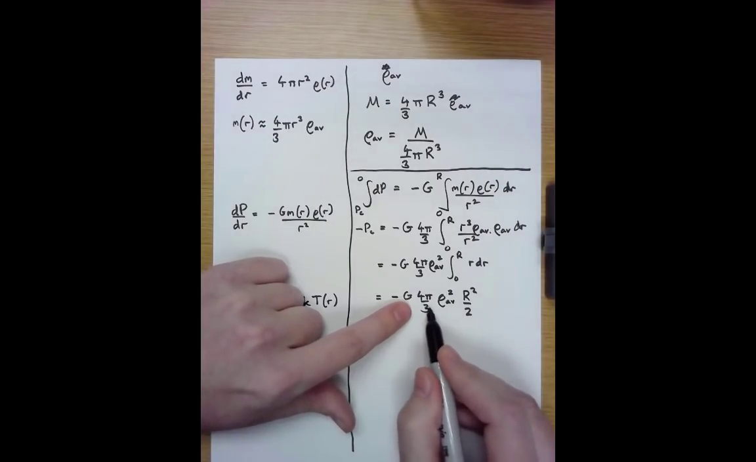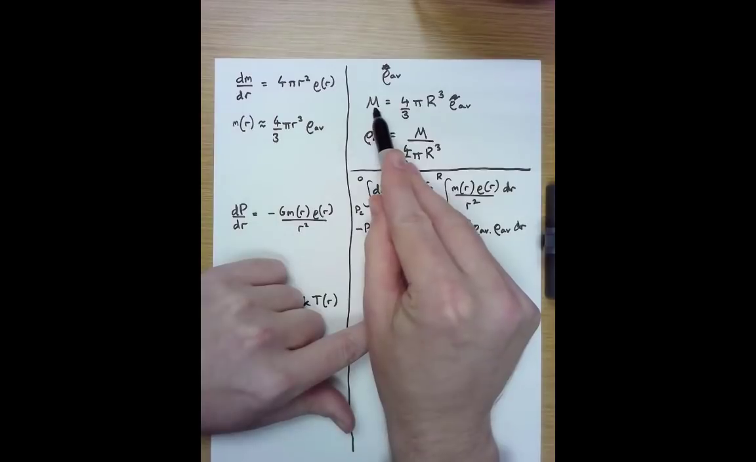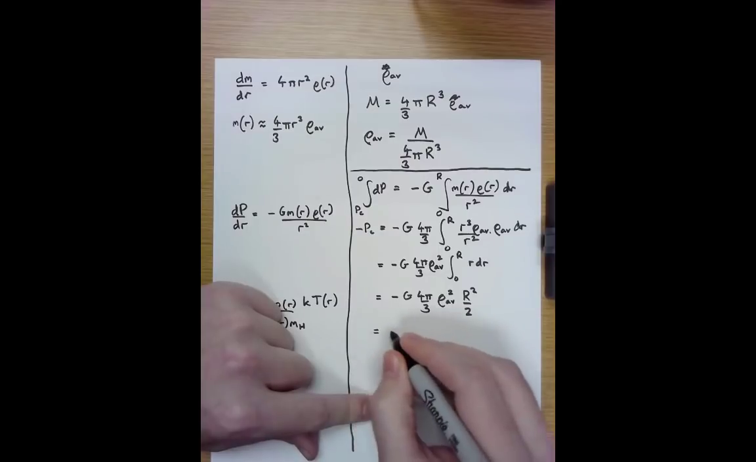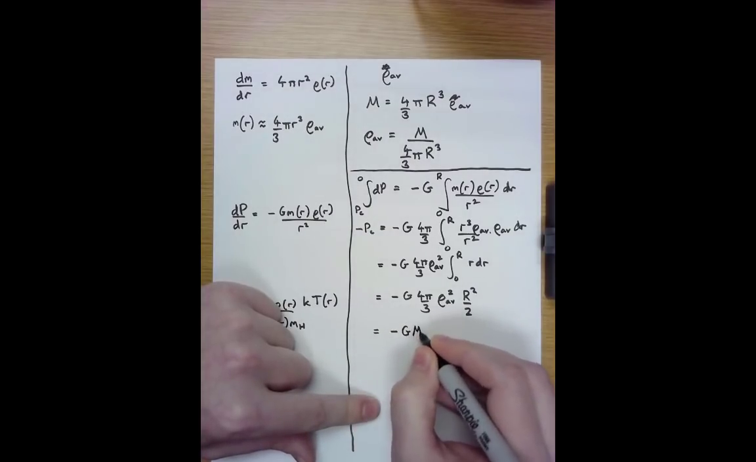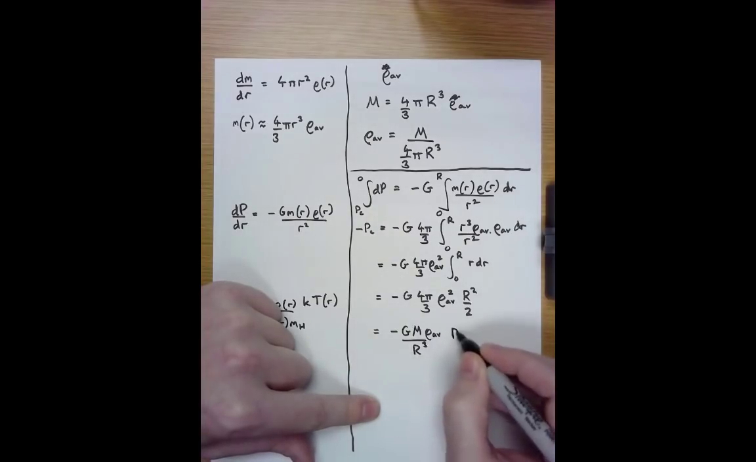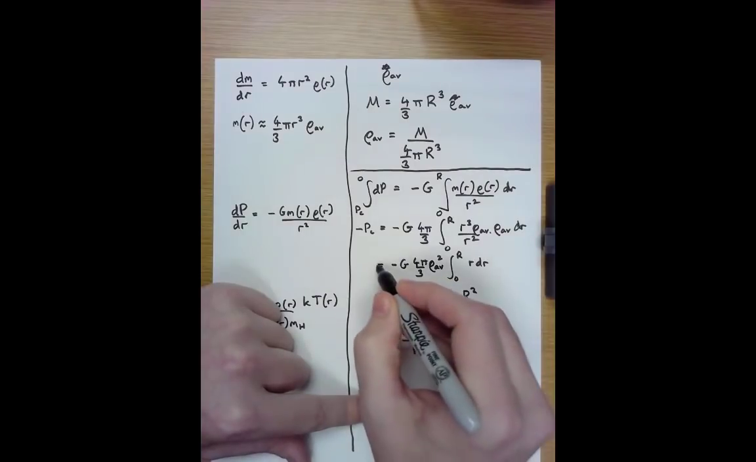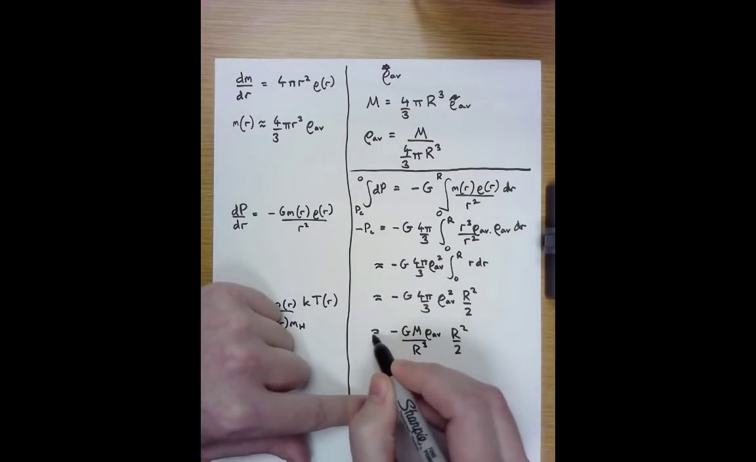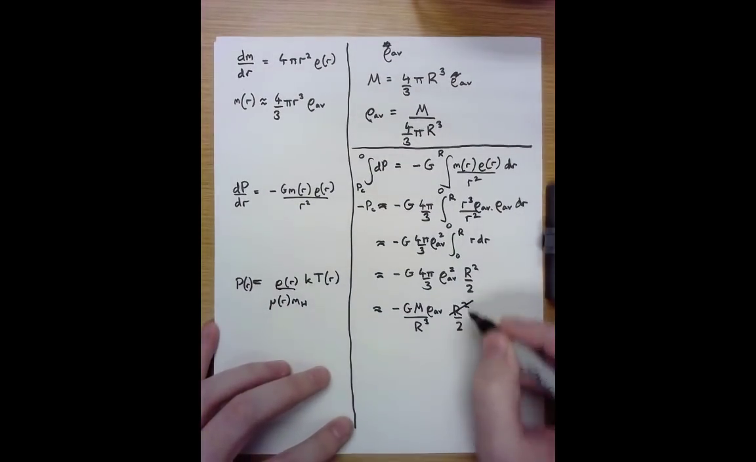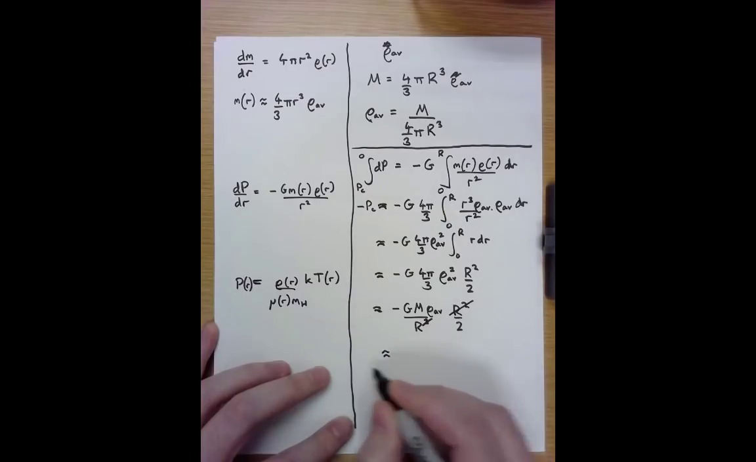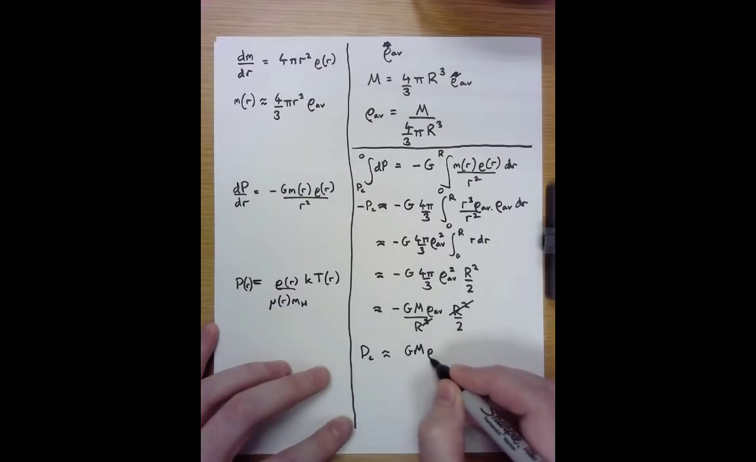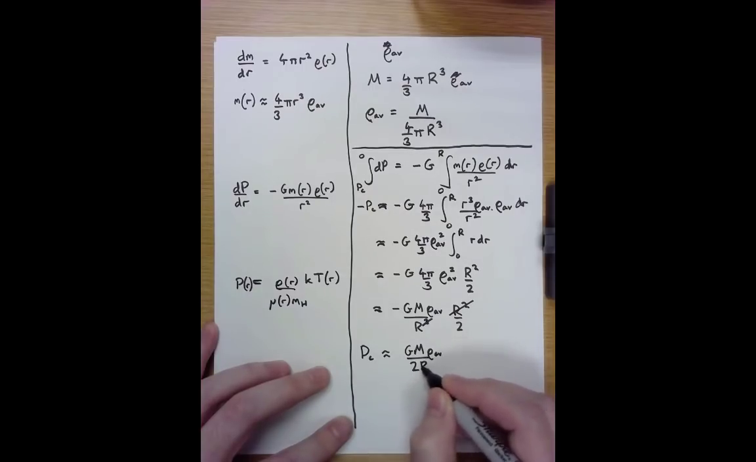Now, 4/3 pi rho average is just the mass over the radius cubed from this equation up here. So this is equal to minus G M rho average divided by R cubed times R squared over 2. And we should put an approximate sign in all of this, since we are approximating rho as rho average. And then this R squared cancels with 2 of those R's, and we're left with PC is approximately G M rho average divided by 2R.